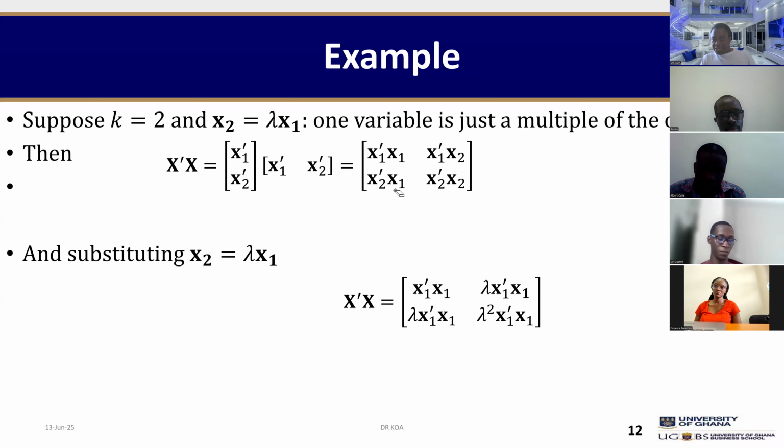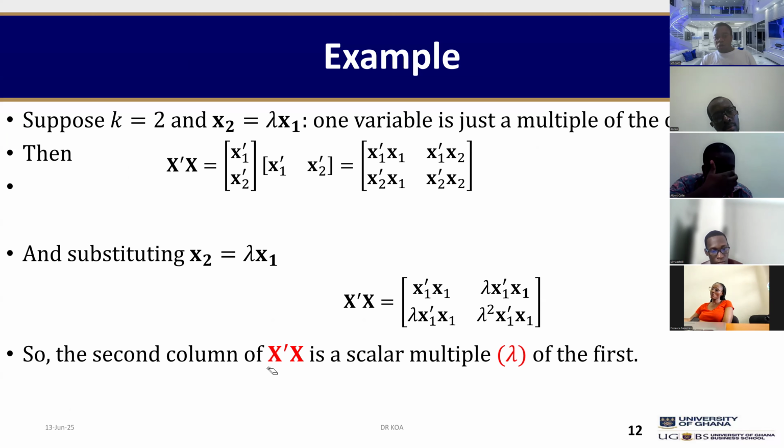And here where there is x2, that becomes lambda x1. Wherever there is x2, you do lambda x1. And remember, the prime, which is a transpose, is the same thing but inverted in that regard. It's the same thing but turned from column to row or from row to column.